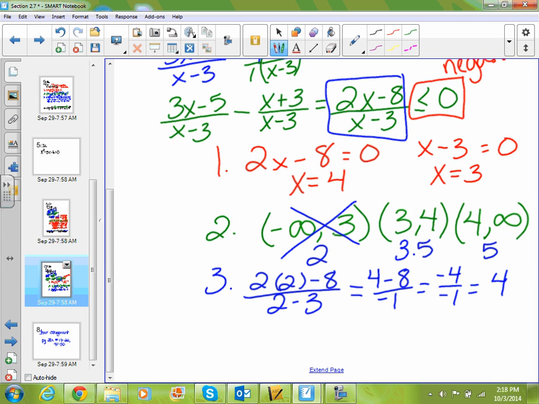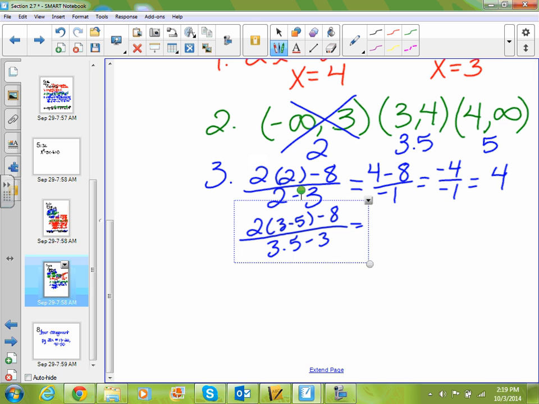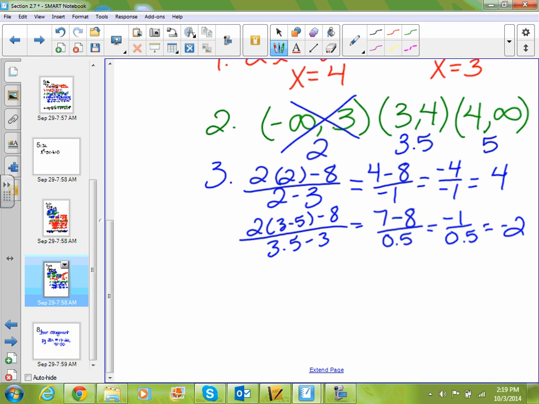Okay, I plug in 3.5. 2 times 3.5 minus 8 over 3.5 minus 3. Well, 2 times 3.5 is 7. So I get 7 minus 8. 3.5 minus 3 is 0.5. And then 7 minus 8 gives me negative 1 over 0.5, which gives me negative 2. Which works, since we got a negative. So we know that we've got an interval of 3 and 4.